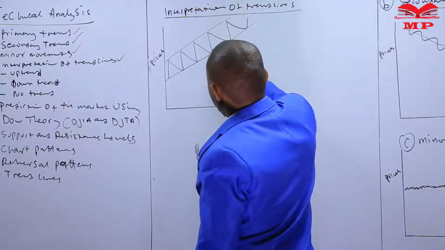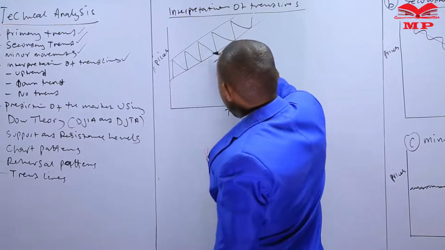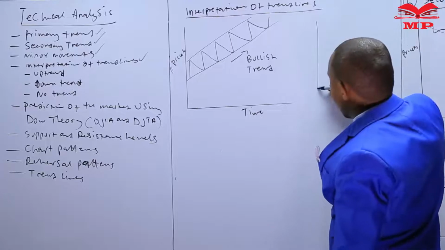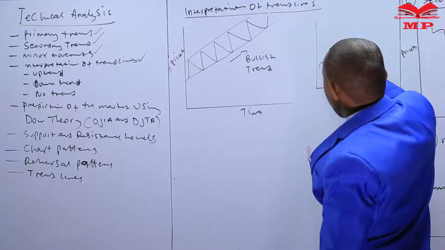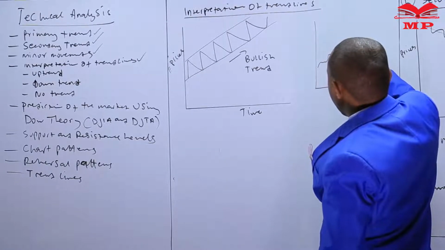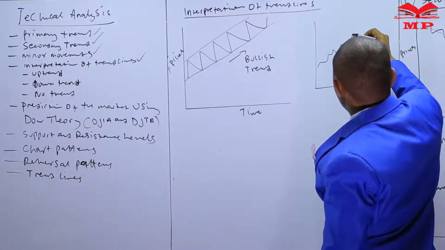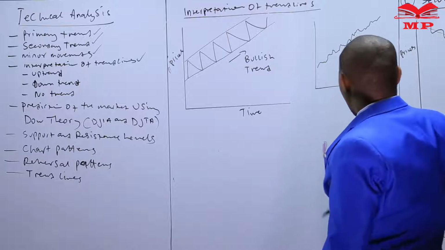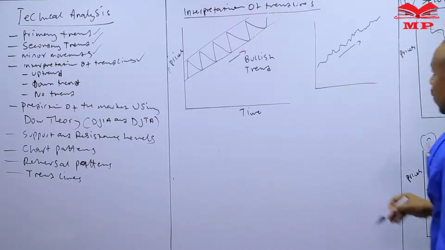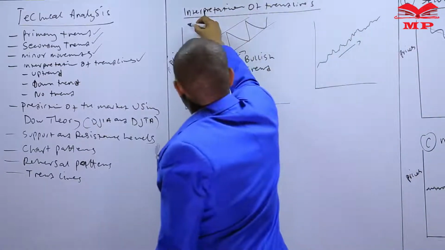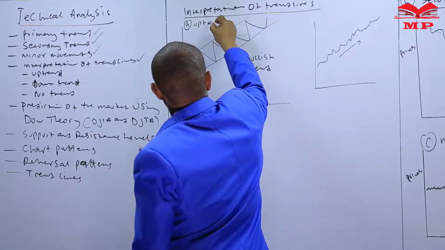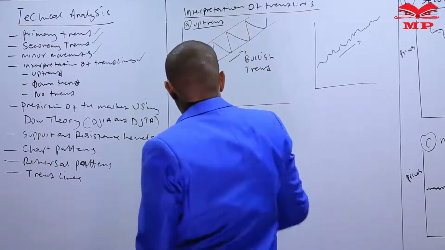Now this is an uptrend, so once you see security prices moving in that direction, of course, you don't expect them to move like this. In practice, you might expect them to move somewhat like that, not very straightforward lines like that. This should be indicative of an uptrend. So you can say this is A, uptrend.